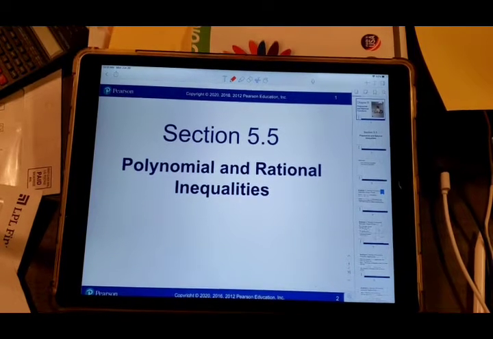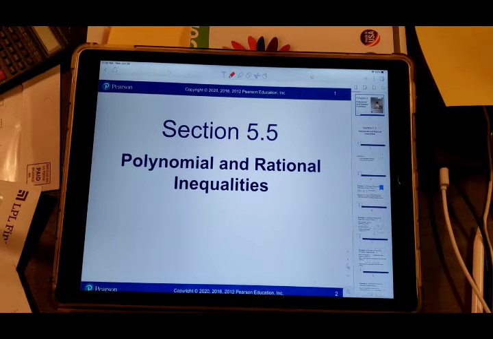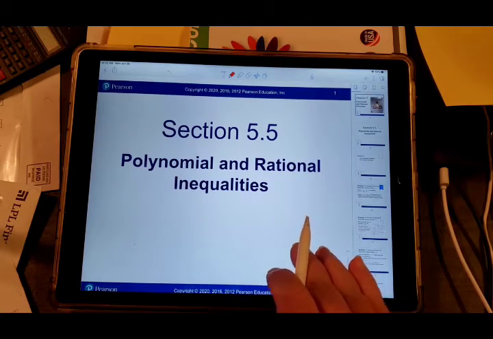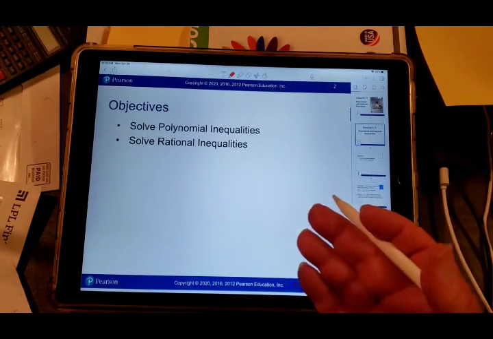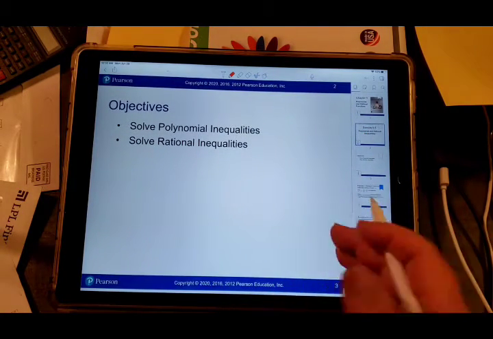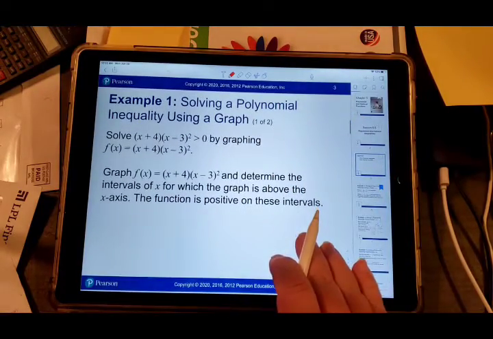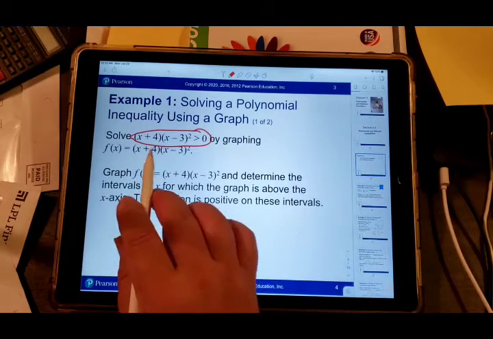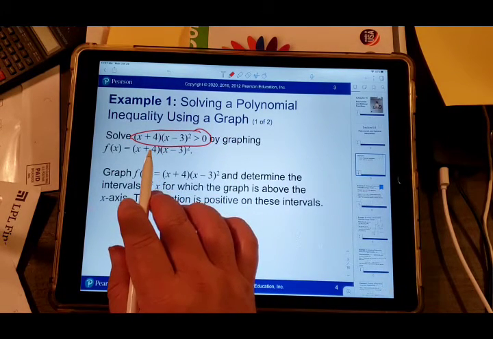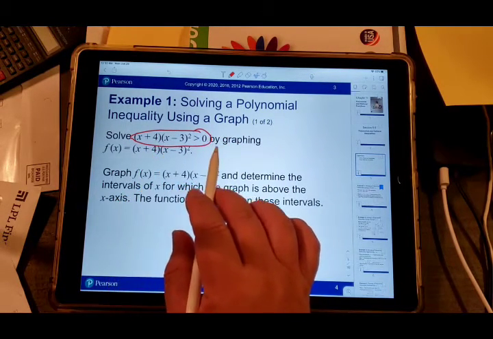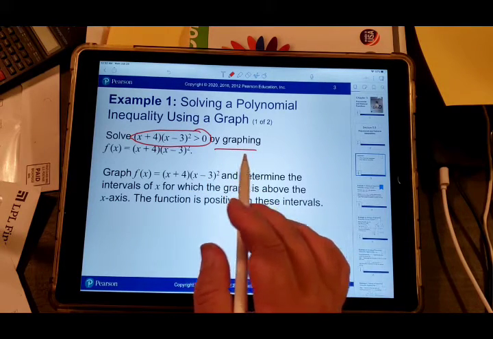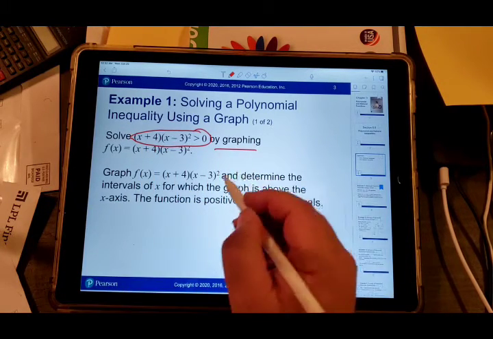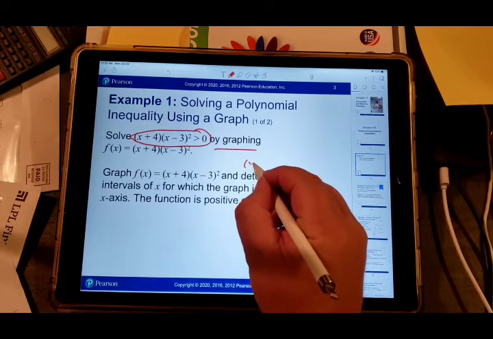All right, 5.5, polynomial and rational inequalities. So let's just get into it. Kind of obvious, we want to solve polynomial and rational inequalities. So this would be a polynomial inequality. Now they're saying by graphing, there are two different methods, but we just want to solve this.